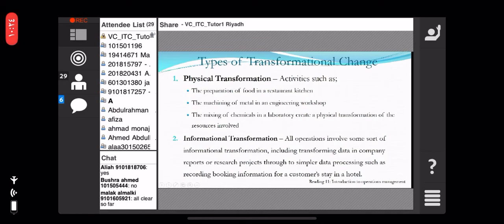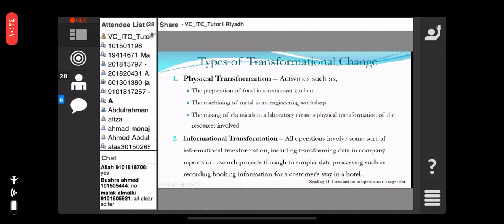The food was raw. After cooking, in the preparation of food in a restaurant kitchen. The machining of metal in an engineering workshop. The mixing of chemicals in a laboratory creates a physical transformation of the resources involved, meaning that things were in a raw form. After processing, for example, the food was raw. After cooking the food, it's ready to eat now.